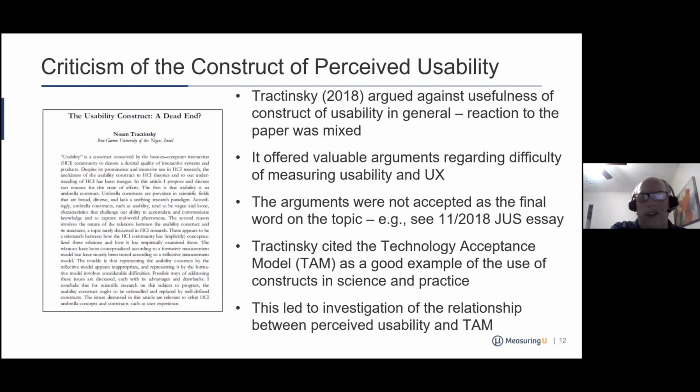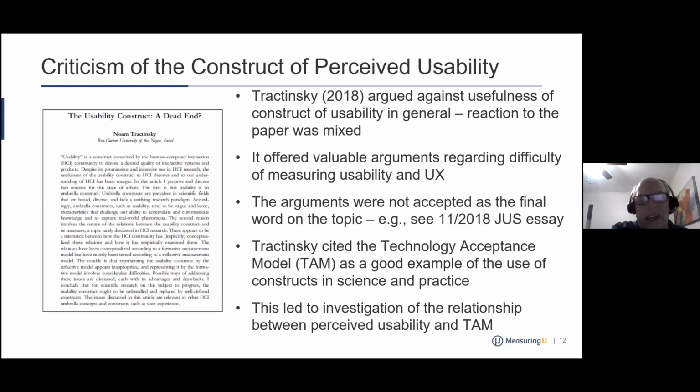So kind of the consensus was, well, there are some valuable arguments in here, but is the situation really that bad? And in my own reading of it, I spotted some things that I didn't particularly agree with. If you're interested, you can get those for free at the Journal of Usability Studies website, in the 11/2018 issue. I wrote an essay for that.